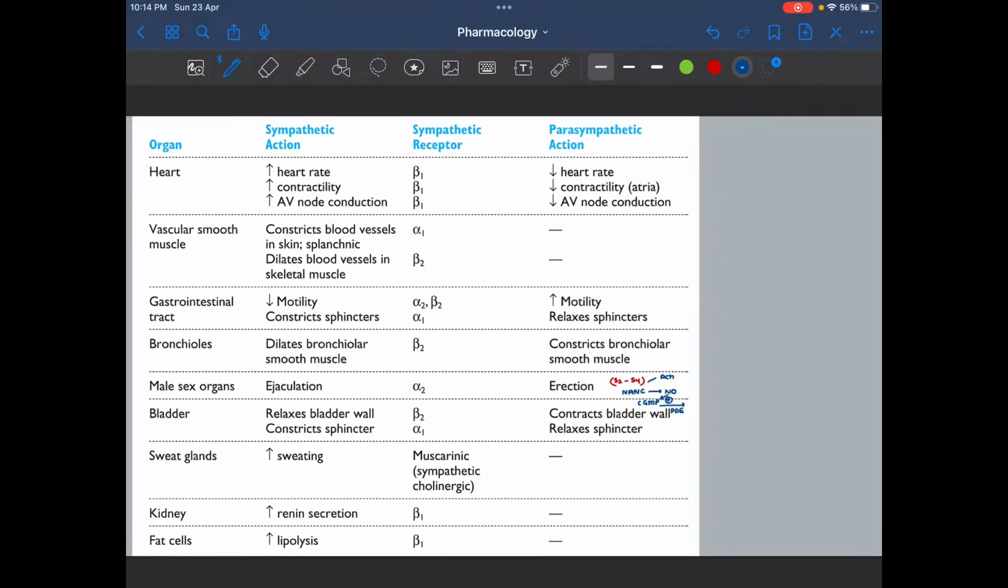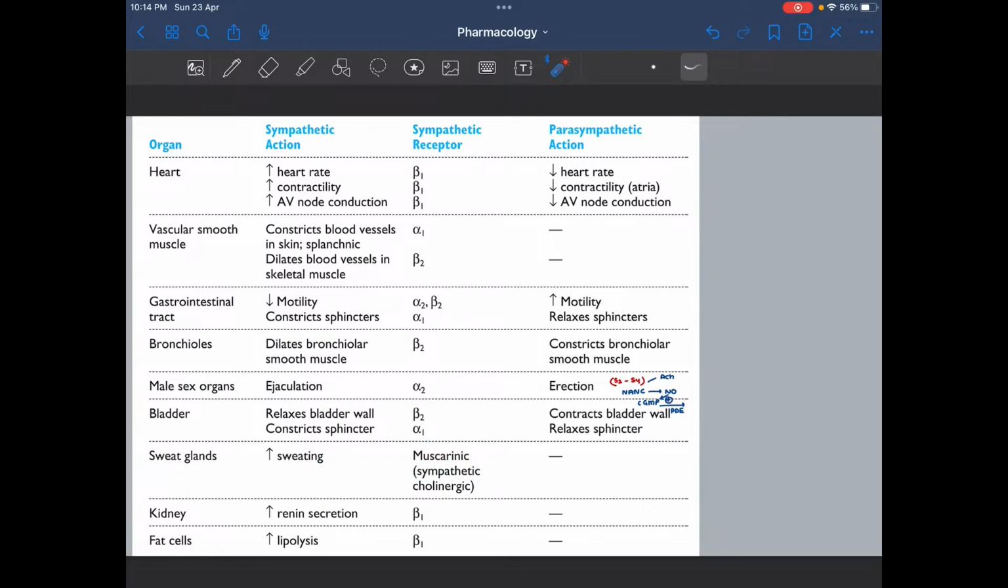Okay. What about the bladder now? If you see the sweat glands, I told you sweat glands are one of those places where there is sympathetic supply, and you know very well, guys, that these are cholinergic fibers. So they are postganglionic cholinergic sympathetic nerve fibers that we're talking about in case of your sweat glands.